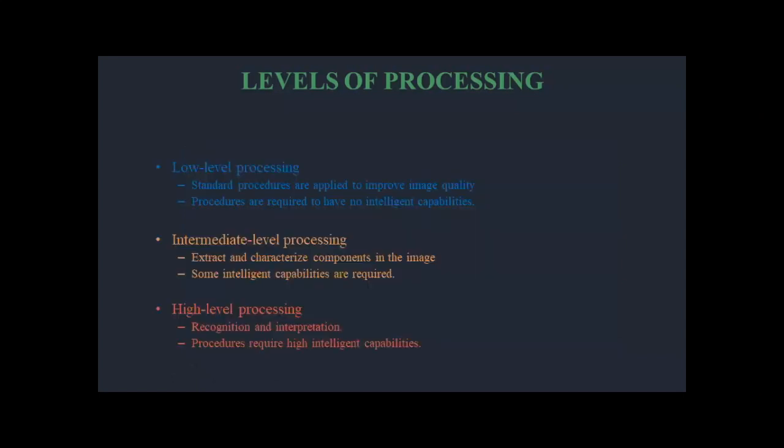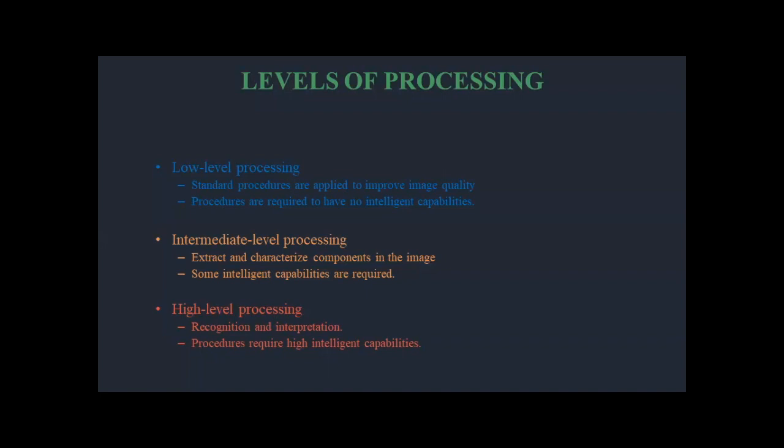So these are the three levels of processing. Low level is a standard procedure that is applied to improve the image quality. Again, it is a visualization, a visual perspective. We have the process which is required and has no intelligent capabilities.